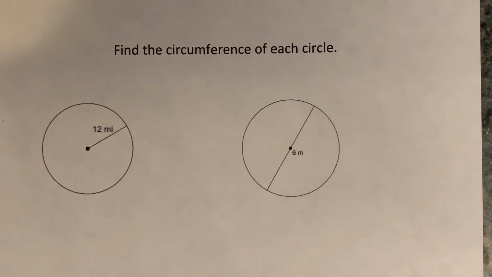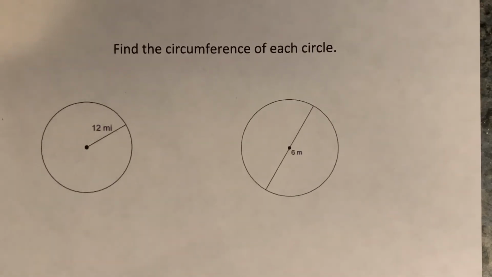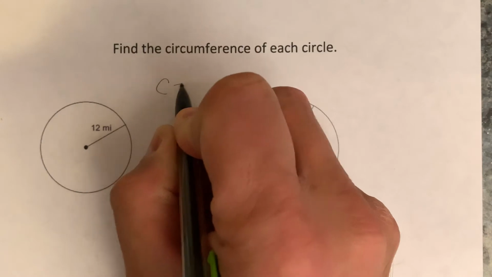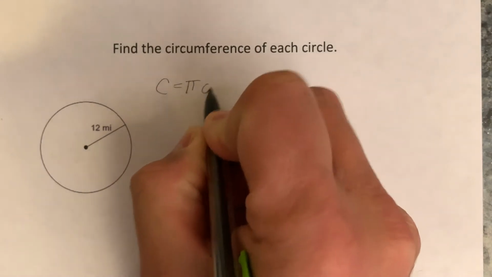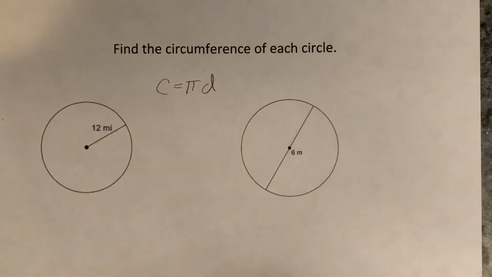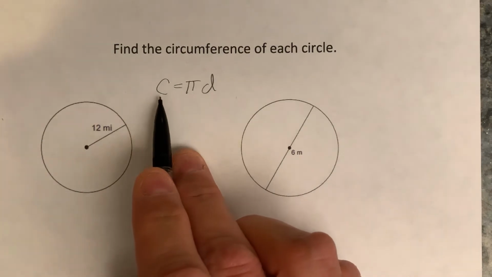So to find the circumference of a circle, a couple things you're going to need. First of all, you need a formula. I'll put that right in the middle here. This formula is going to be C equals pi d. Each of these, of course, stands for something. The C stands for circumference.